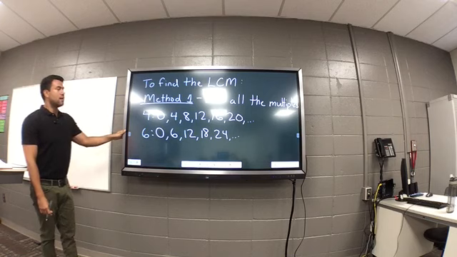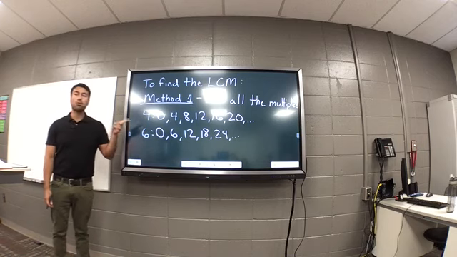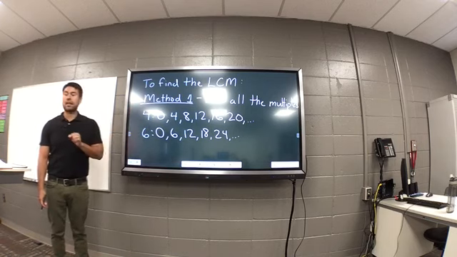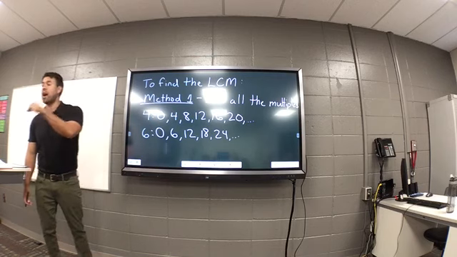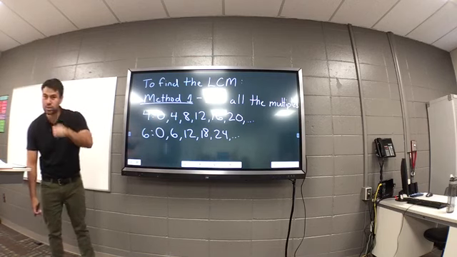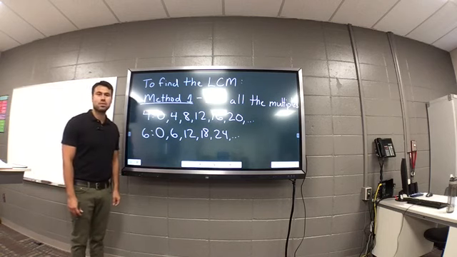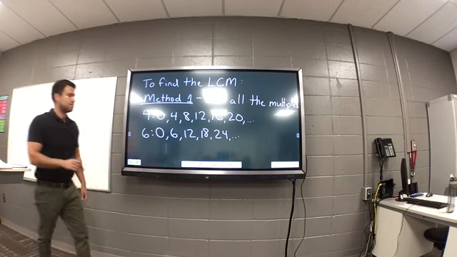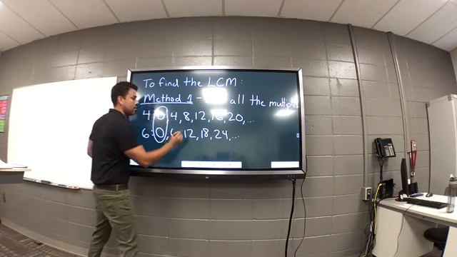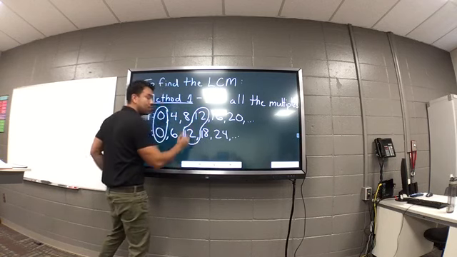Okay, what are the common multiples of 4 and 6? And notice I said, what are the common multiples? Yep, Anna Grace? 0 and 12. 0 and 12. And how many are there, by the way?